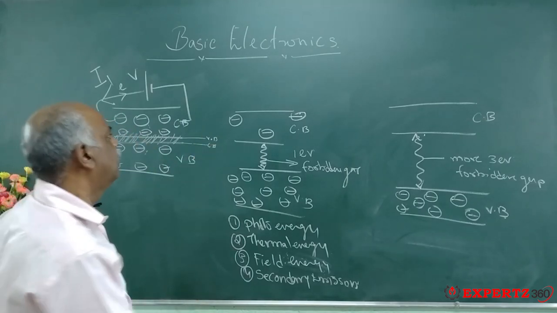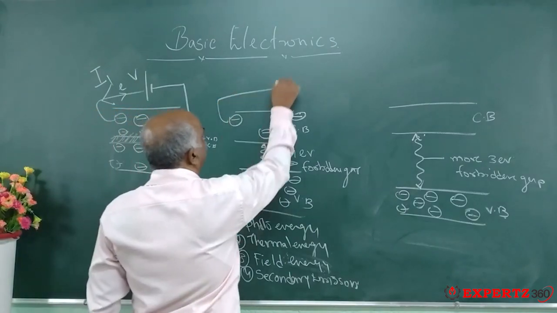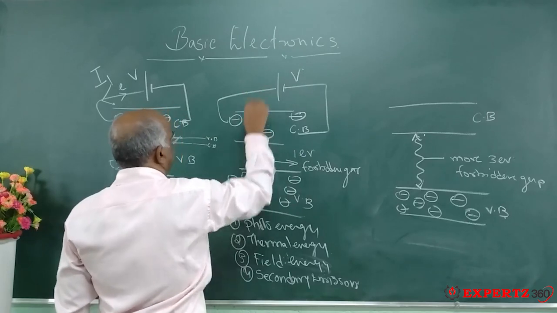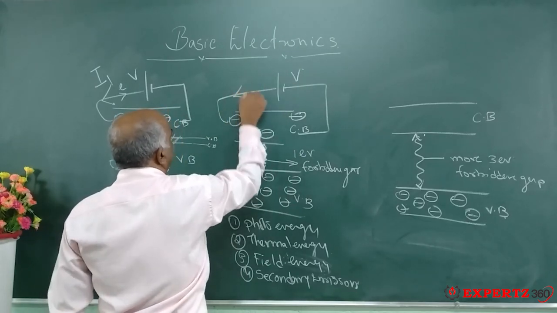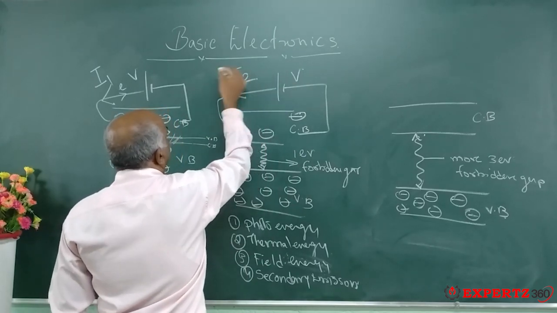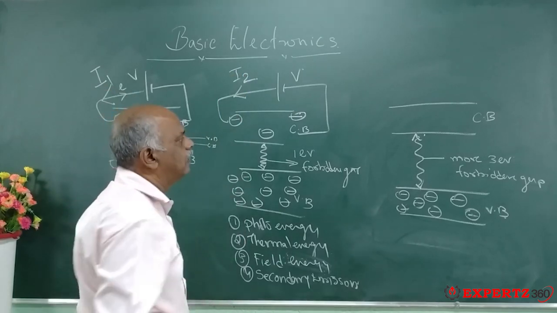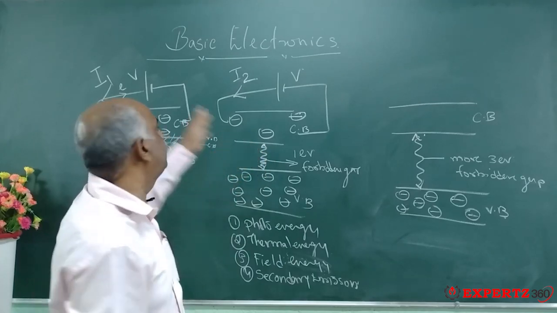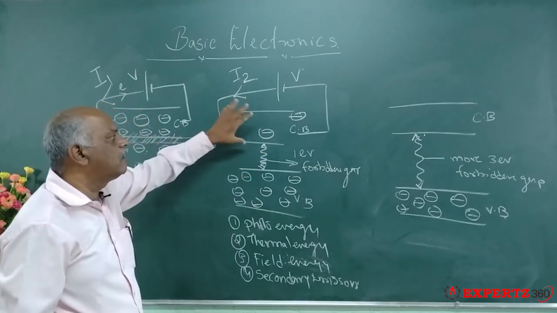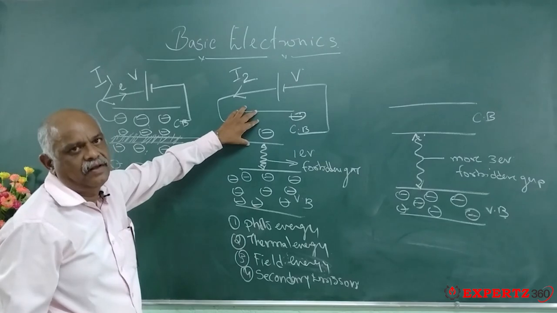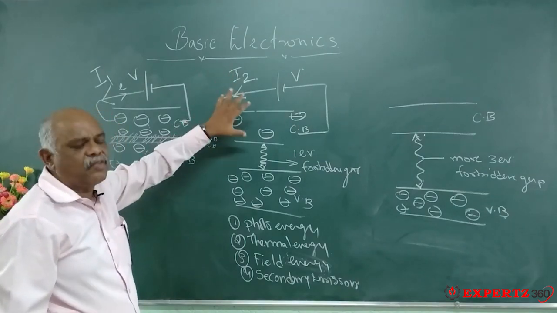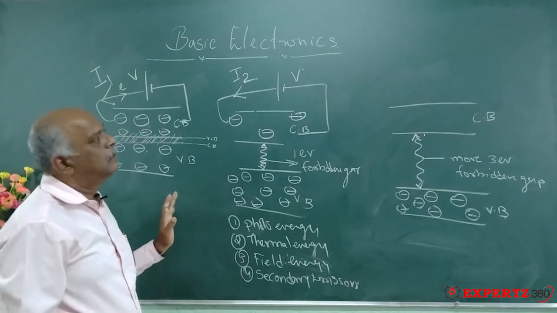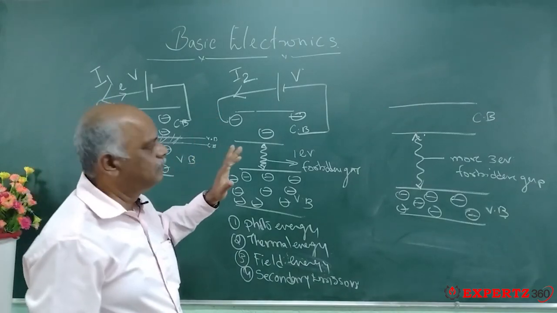But in this one, I am going to apply the same V volt. The electrons are going to flow, and the current is going to flow, which is equal to I2. It is less than I1. The current flowing as I2 is very small compared to I1, just because the number of free electrons is very small. Therefore, less electron flow, and therefore the current is also very small. That is a partial passage of current.